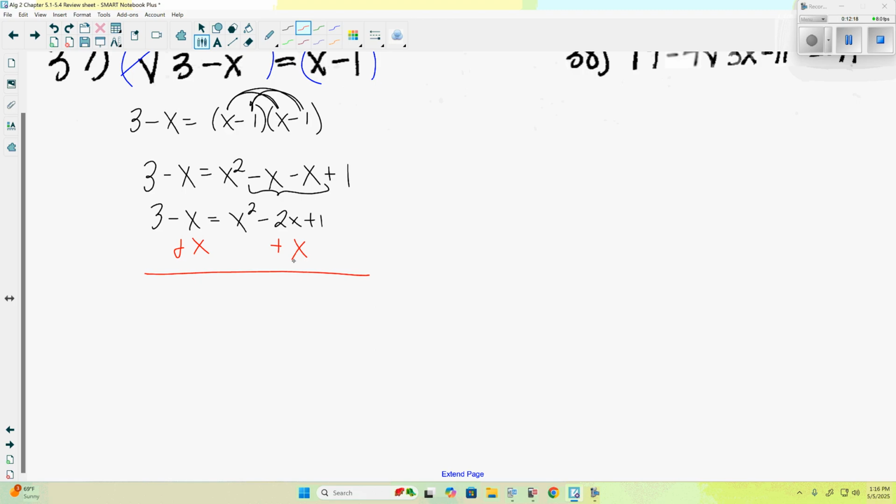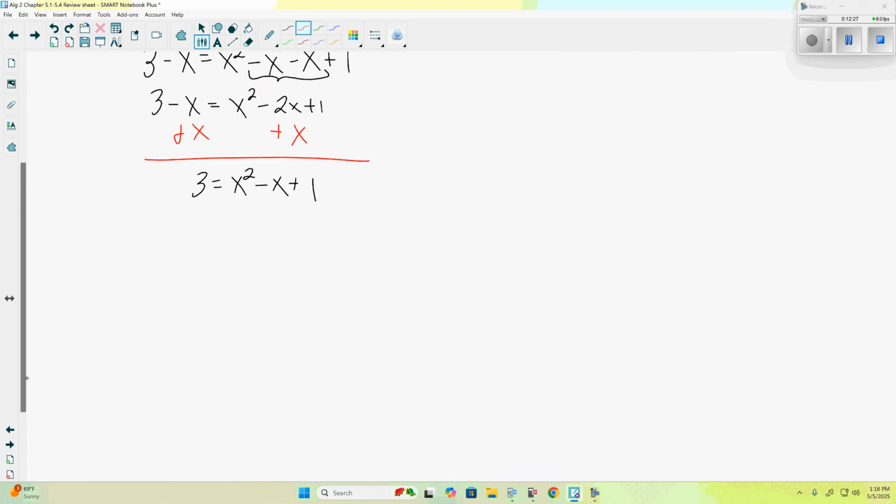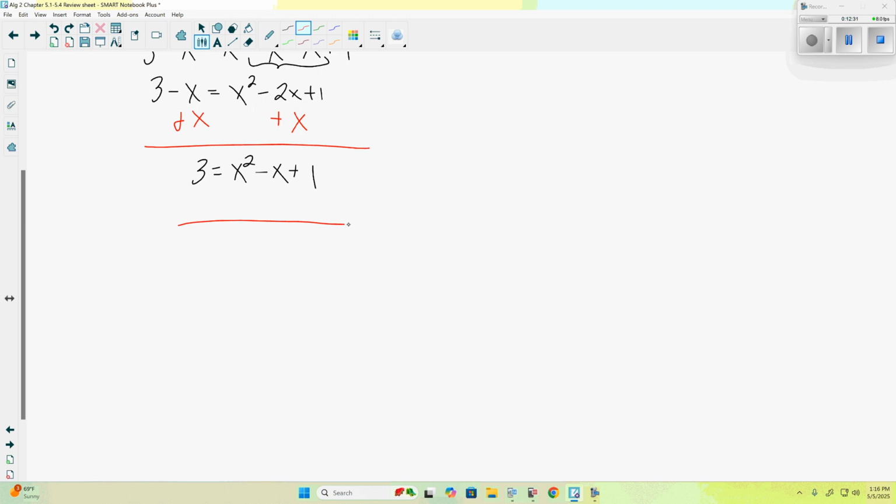Now we need to get this equation equal to 0. Well, we can add x first, telling us that 3 is equal to x squared minus x plus 1. Then what can we do next? Minus 3, telling us 0 is equal to x squared minus x minus 2. Now at this point here, we can graph or factor this. Either one works. Since the third term is negative, our signs are opposite. Our factors of x squared, the only ones we have are x and x. Also, the only factors that we have for 2 are 1 and 2. Where do we want to put those?